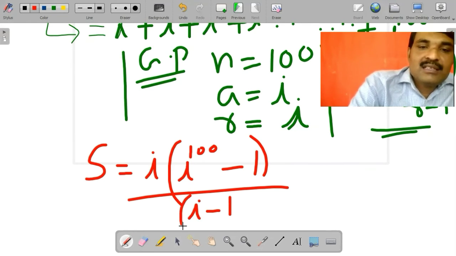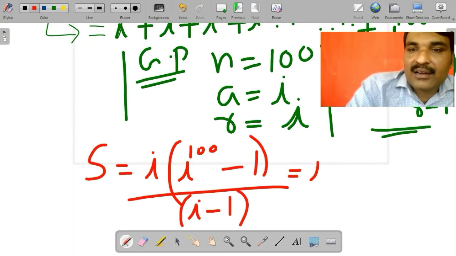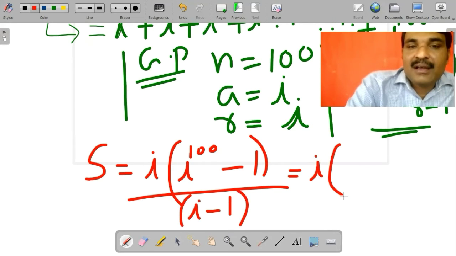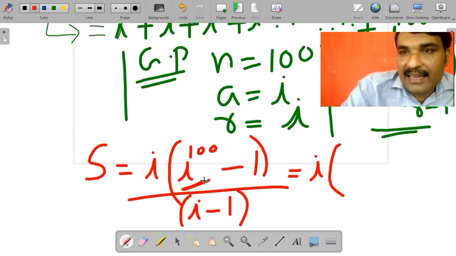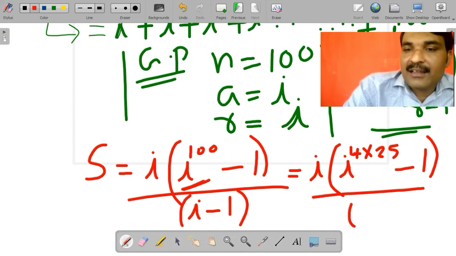Okay. What is the value of this expression? The value of this expression is equal to iota multiplied by, what is iota raised to 100? We can write iota raised to 100 as iota raised to 4 into 25, 4 into 25 means 100, minus 1 whole divided by iota minus 1.